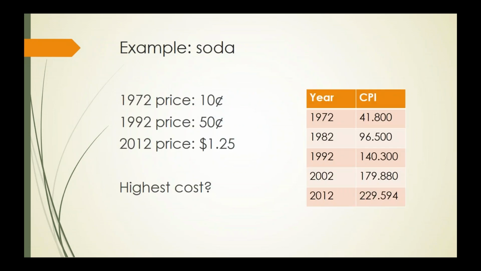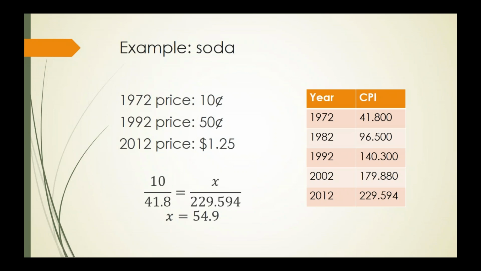So let's look at another example of this. Suppose a bottle of soda cost 10 cents in 1972, 50 cents in 1992, and 125 cents or $1.25 in 2012. In what year did soda cost the most? Well, the 10 cents from 1972 is equivalent to 33.6 cents in 1992, as you can see from this calculation I've done. And it's equivalent to 54.9 cents in 2012. Here's the calculation set up for that.